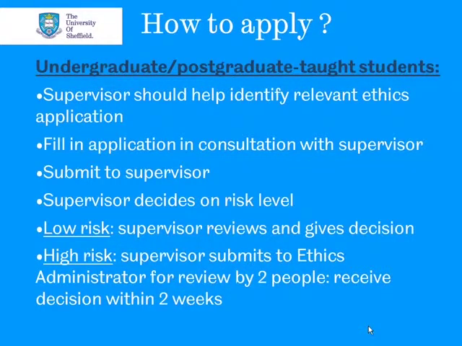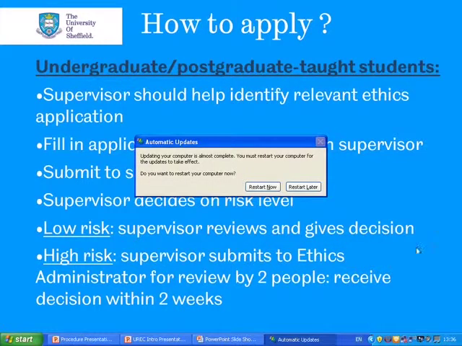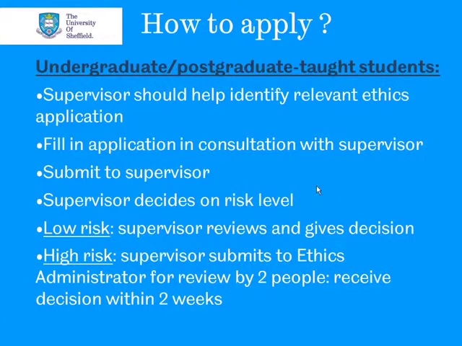Basically, the supervisor or module leader should help the student find the relevant application and fill it in, and then the student needs to submit that to the supervisor, who then has quite an active role in the process, because they decide on the risk level. Again, there's guidance in the ethics policy on what we classify as high and low risk. Some of them were mentioned in one of the talks earlier, and I'll cover it a bit more later as well. If the project is classified as low risk, then the supervisor themselves can effectively do the ethical review and decide whether the application can go ahead or be approved or not. They should then just inform the ethics administrator for the department of what the decision is.